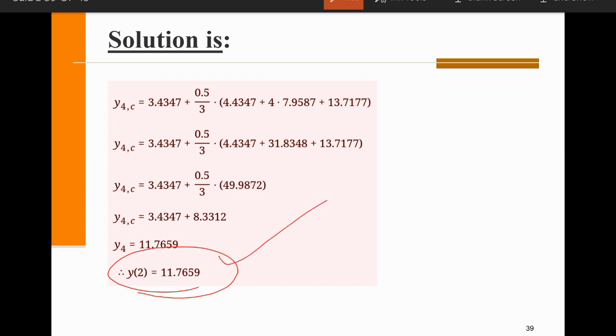Now if you want to improve the accuracy, say suppose you have some system in which you want more accurate values, what you can do, you can resubstitute this value of y4 in your corrector formula to get more accurate values. You will get more accurate values, right?